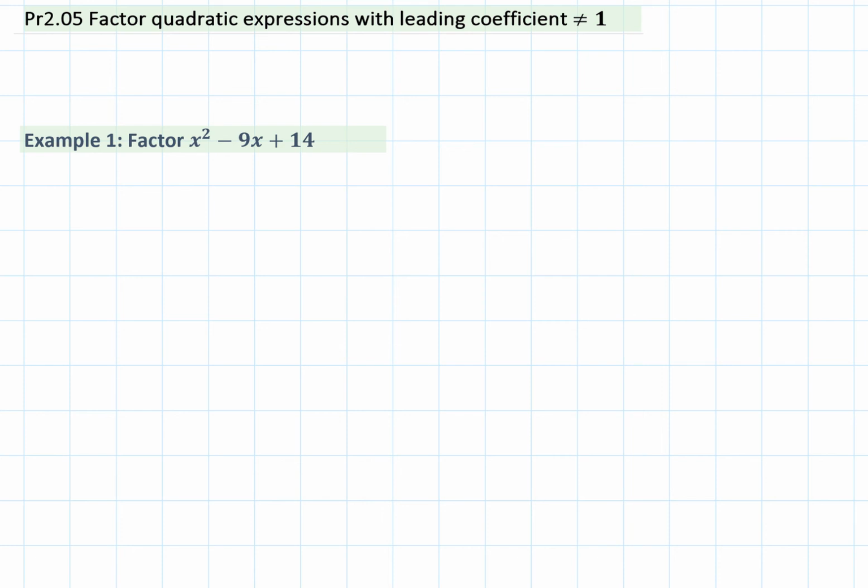Today's goal is to factor quadratic expressions where the leading coefficient is not 1. Keep in mind, factor means we're going to divide or write as a product. Quadratic expressions are expressions in the form ax squared plus bx plus c. And when we say the leading coefficient is not 1, we mean we're looking at this term a.